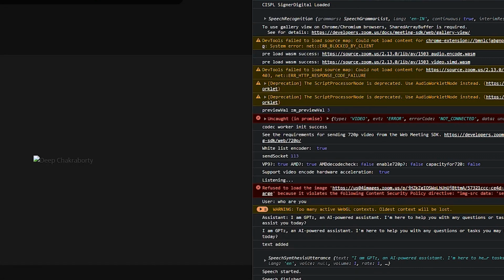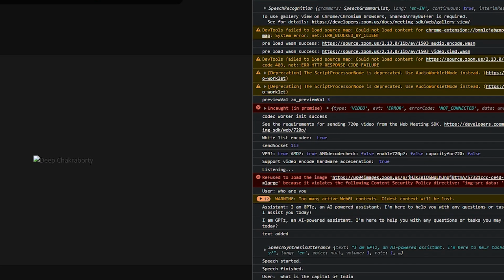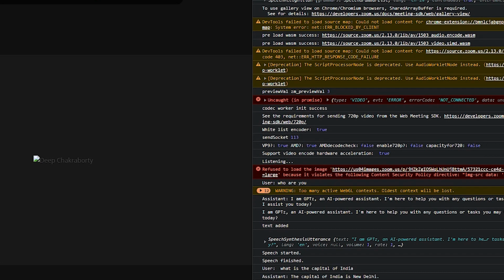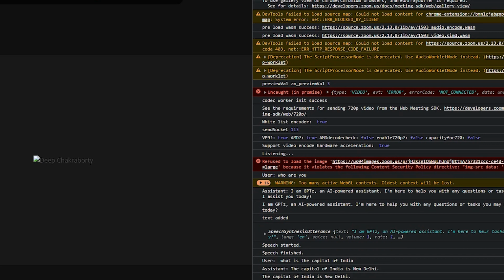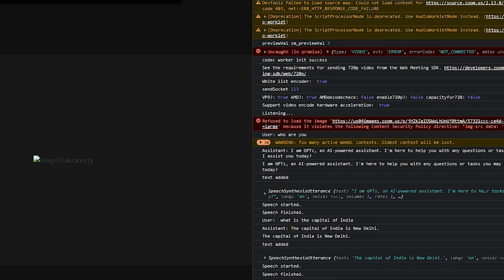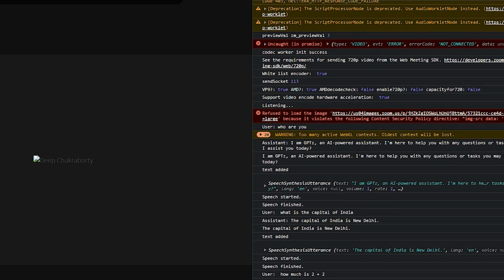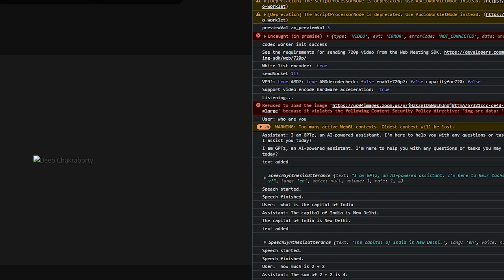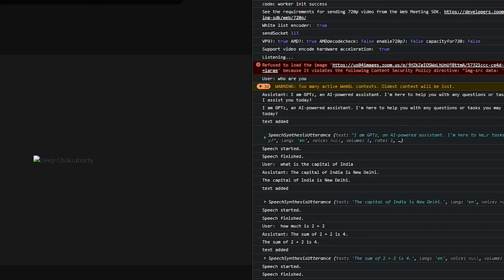What is the capital of India? The capital of India is New Delhi. How much is 2 plus 2? The sum of 2 plus 2 is 4. What is the square root of 9? The square root of 9 is 3.